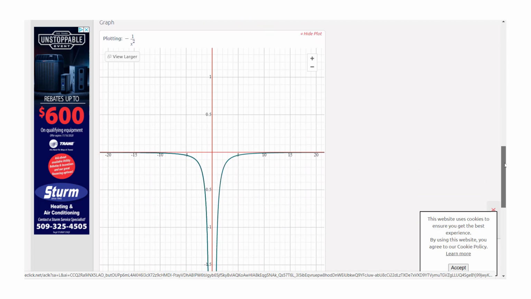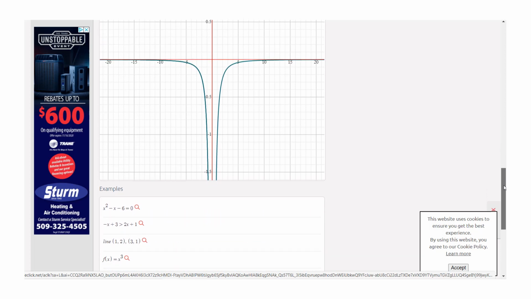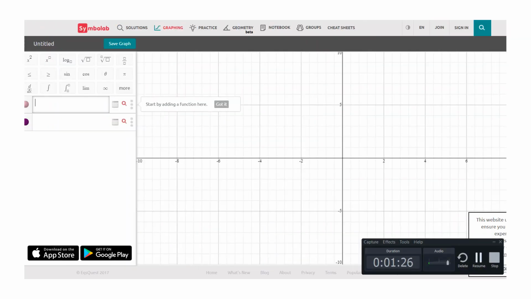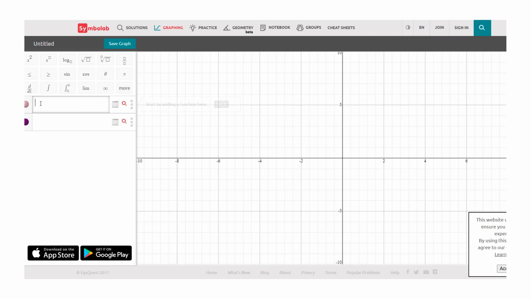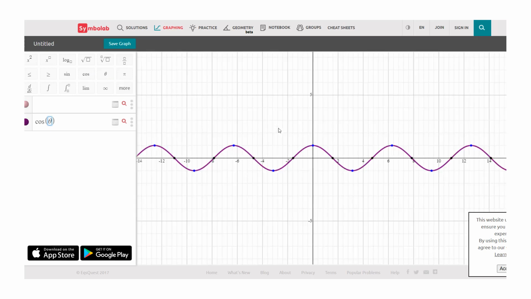And here is the graph plotting of it and some additional examples. And here's the graphing calculator where the students could put any number of equations or functions there and have them graphed. Let's try a simple one so you can see it in action. Cosine of theta. And notice here how it even gives the maximum and the minimum, which is another neat feature that's very helpful for your students, as well as the x-intercept and the y-intercept.